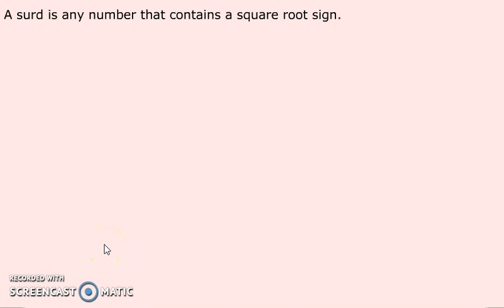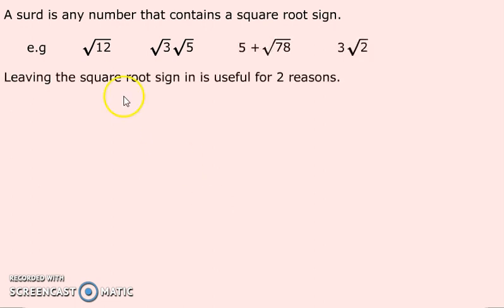So a surd is any number that contains a square root sign, not the cube root one. Okay, this is a square root sign. So let's take some examples. Square root of 12, square root of 3, square root of 5, 5 plus square root 78. So square root of 12, of course 12 is not a prime number, remember? But if you factorize 12, you will see one factor is prime, and square root of a prime number will be an irrational number, or a surd.